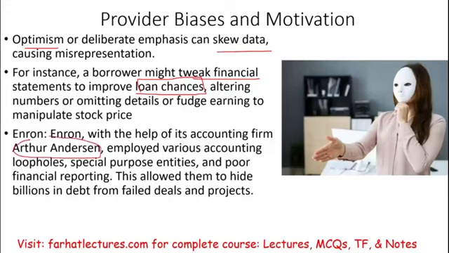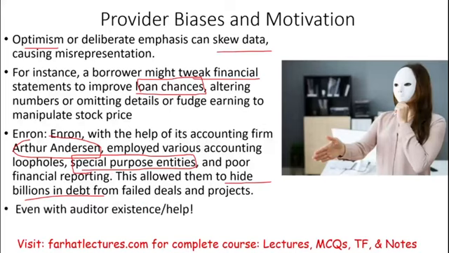So they employed various accounting loopholes, something called special purpose entity. I talk about it in detail in my advanced accounting course. They took advantage of those loopholes to fudge the numbers, to hide billions of dollars in debt. And this is what happened to Enron. So notice here, even with the presence of an auditor, we still had fraud. The provider, Enron, did not give accurate information for the investors, and many people were harmed.